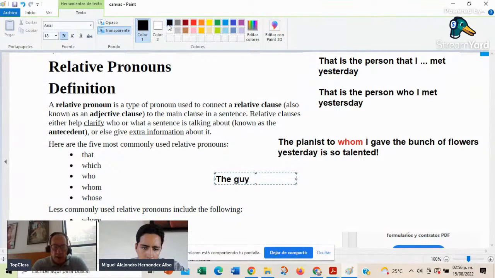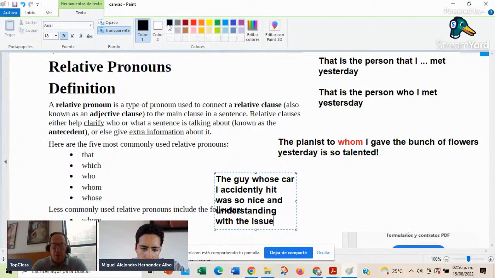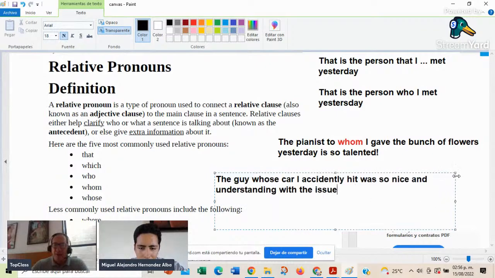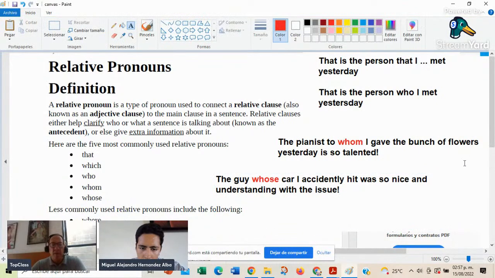The guy whose car I accidentally hit was so nice and understanding with the issue. All right. Okay, let's read this to Mickey, please. Yes, sure. The guy whose car I accidentally hit was so nice and understanding with the issue. Right. How would you translate that to Spanish?